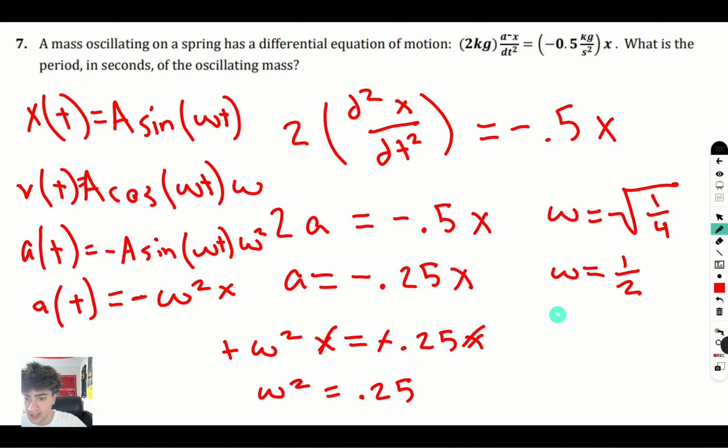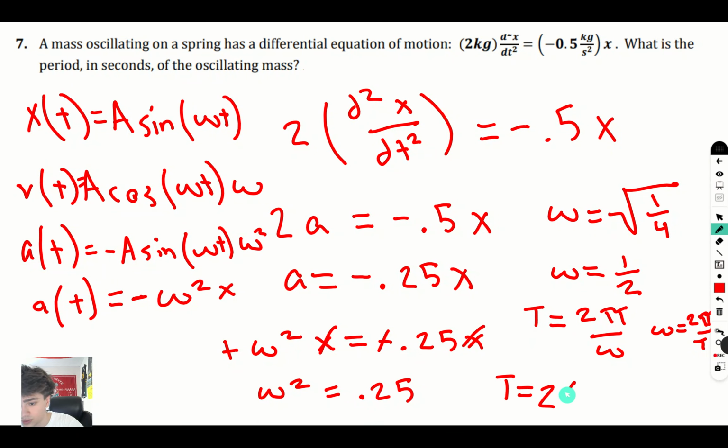And here's the final step. We know that our period is 2 pi over omega, and this is derived from omega is 2 pi over T. All we did was swap these two, and so let's plug in our omega of 1/2. Dividing by 1/2 is the same as multiplying by 2, so T is equal to 2 times 2 pi, which will give us a period of 4 pi or 12.6 seconds.